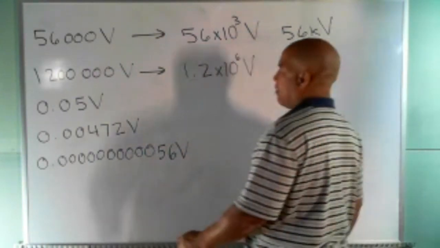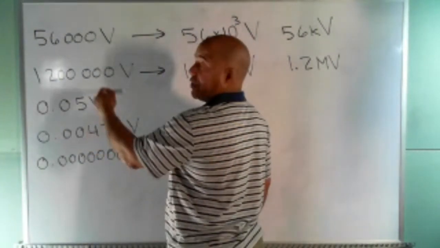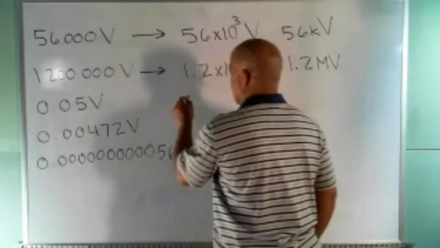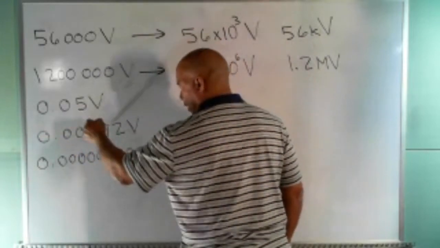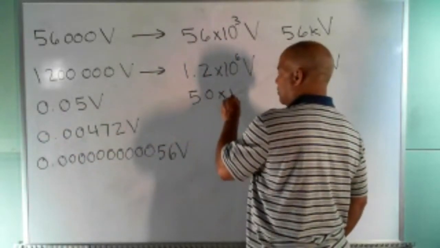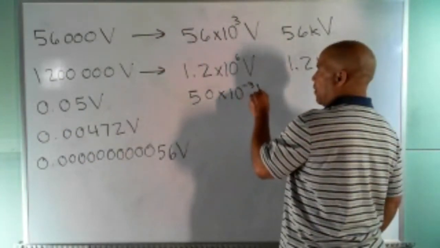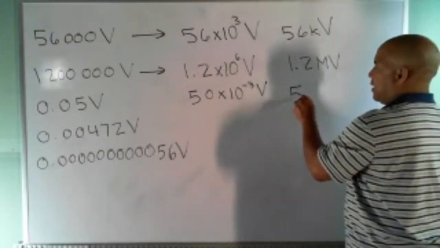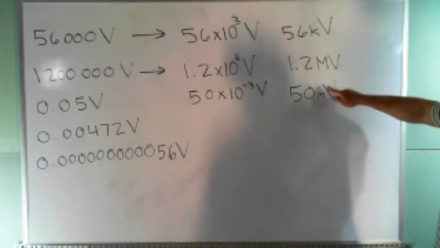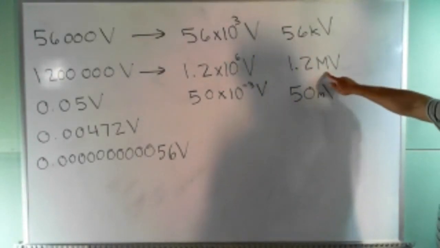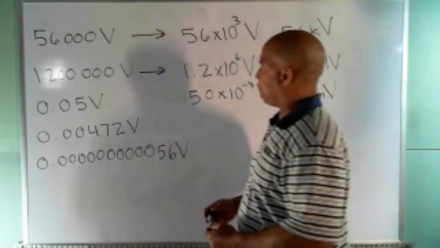Now this one, you got to be careful because you got to move it over 1, 2, then you run out of digits. So what you do is you add a zero. So if I add a zero, it's going to be 50. If I move it over 1, 2, and add a zero, I can move it one more time. 50 times 10 to the, but I would have moved it 1, 2, 3 times. So minus third volts, that would be 50 millivolts. So notice how my capital M looks capital and my lowercase m looks lowercase. Megavolts and millivolts, a big difference between the two. So say what you mean and mean what you say.